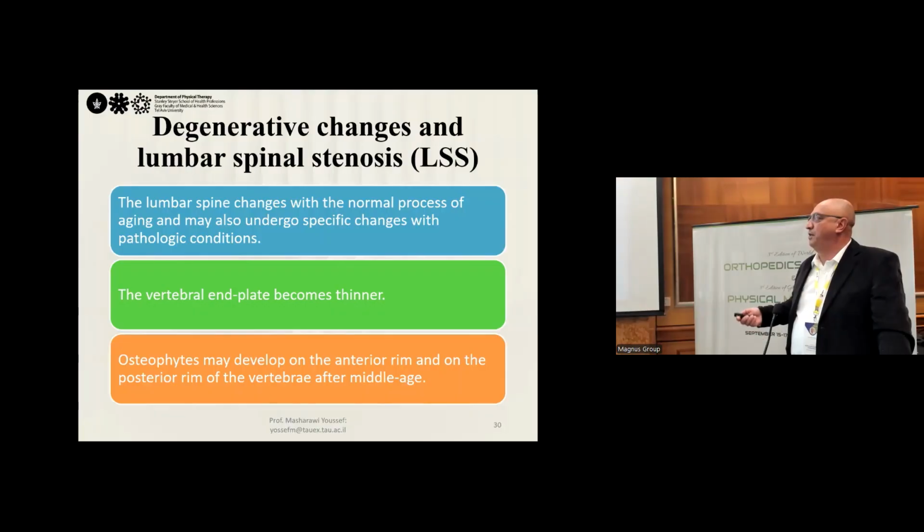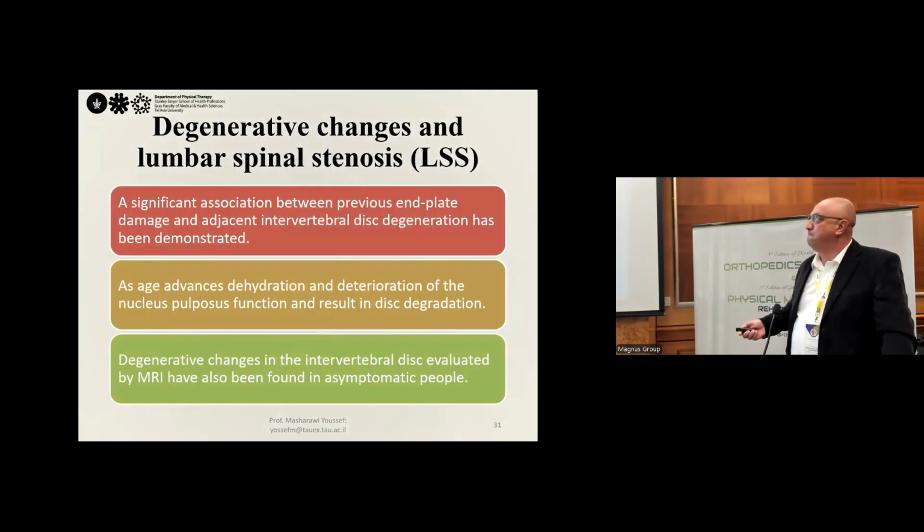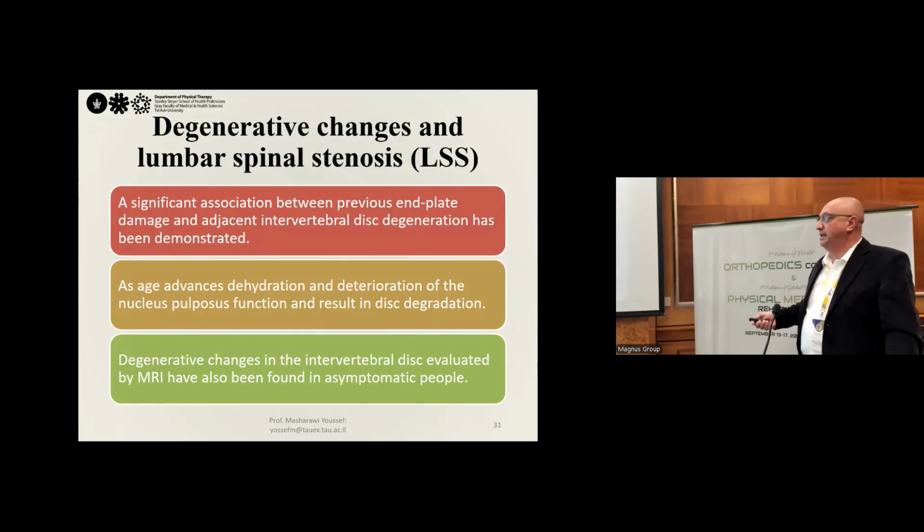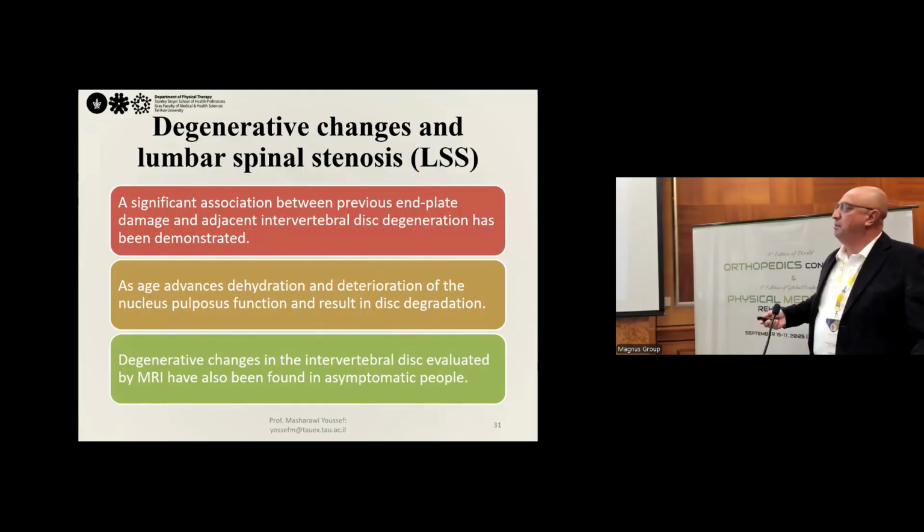Osteophytes may develop on the anterior rim and on the posterior rim of the vertebra after mid-age. A significant association between previous end plate damage and adjacent intervertebral disc degeneration has been demonstrated. As age advances, dehydration and deterioration of the nucleus pulposus function result in disc degradation. Degenerative changes in the intervertebral disc evaluated by MRI have also been found in asymptomatic people.